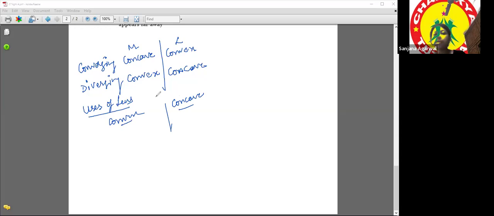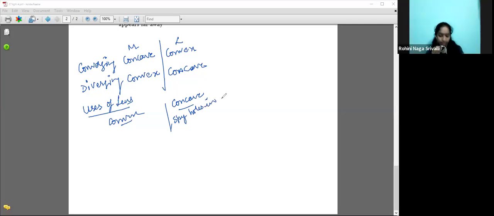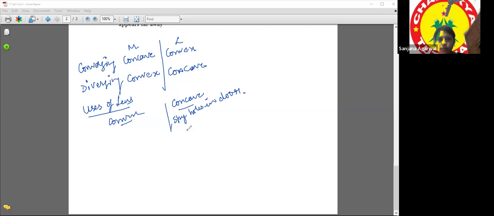Now, tell me the uses of lens. For concave, I've already told you. You can say spy holes in doors. Ma'am, what lens are the camera lens? Concave. Okay. Doors and glasses, and in some telescopes it is required.